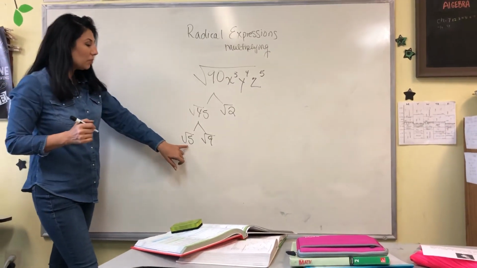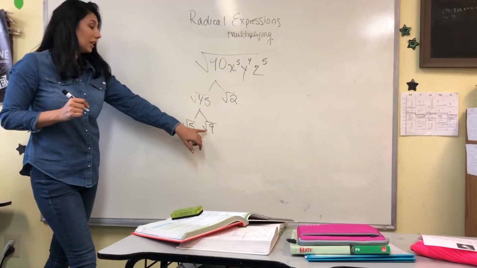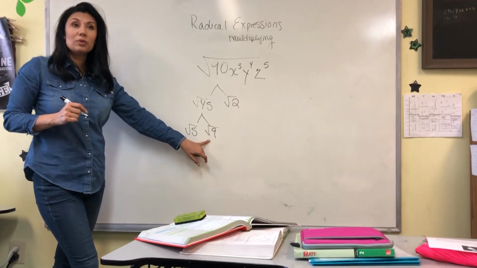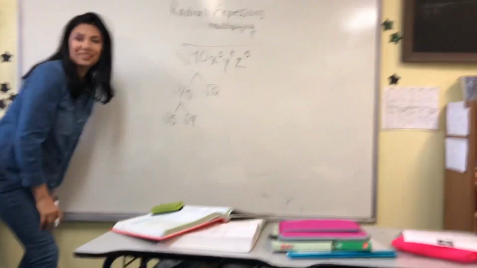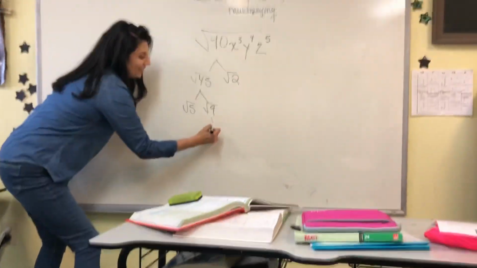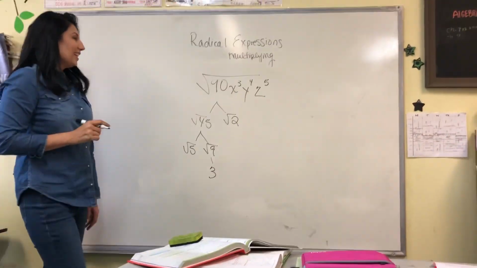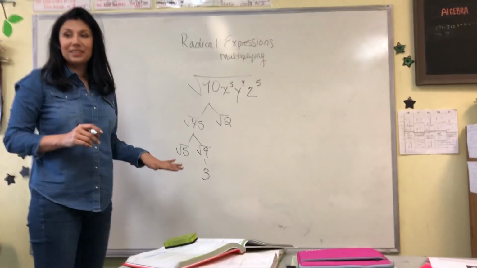Okay. Can I break up 5 anymore? Can I break up 3 anymore? What would 3 turn into? You mean 9? 9. I'm sorry, 9. Okay, we've got 90 done, okay?